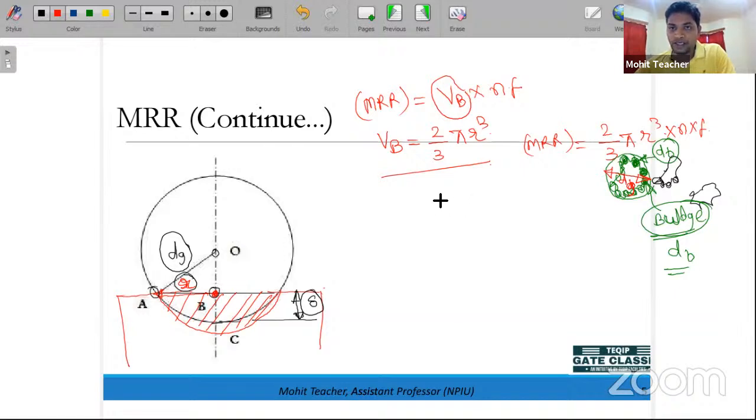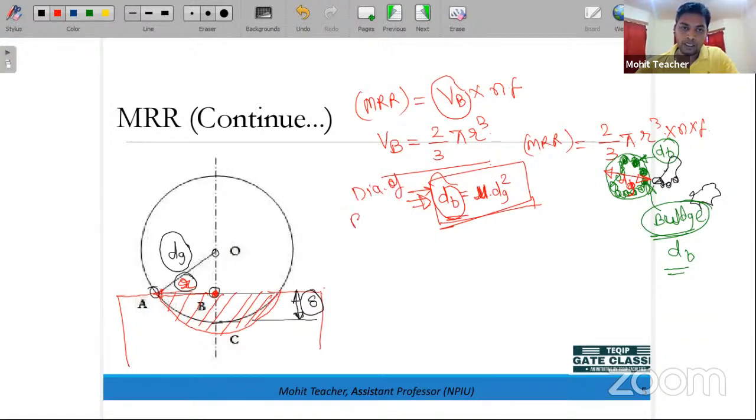Now there is an equation that dB equals mu into dg square. This is just from the hit and trial method, so please keep it in mind, though it is not that important. We'll convert it as per requirement. Mu is not a friction coefficient, it's just a random variable. That is, mu into dg square. Please keep in mind this is the diameter of the bulge, and this is the diameter of the abrasive grit. Okay, so this is the concept.